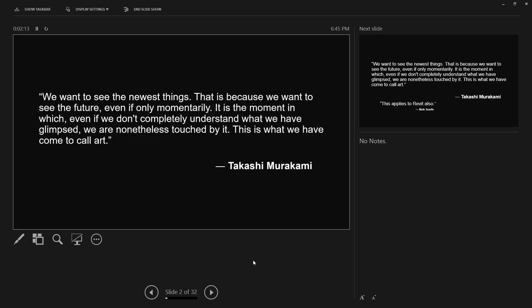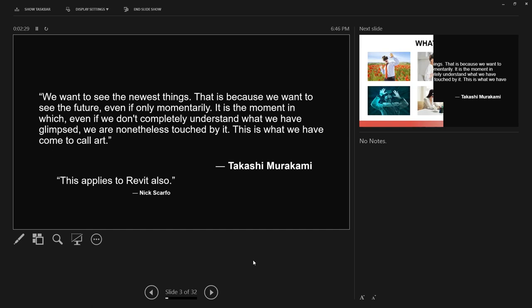I'm going to start off with a quote. We want to see the newest things. That is because we want to see the future, even if only momentarily. This is a moment in which, even if we don't completely understand what we have glimpsed, we are nonetheless touched by it. This is what we have come to call art. That's from an artist that inspires me. And this also applies to Revit and to simulation. People are so excited by the idea of being able to see the future. And that's sort of what brought me into simulation and into video games also. It was sort of a reality where I could embody a character and move around in a space. It was just mind-blowing. It's sort of like Future Sight, or like a parallel world.